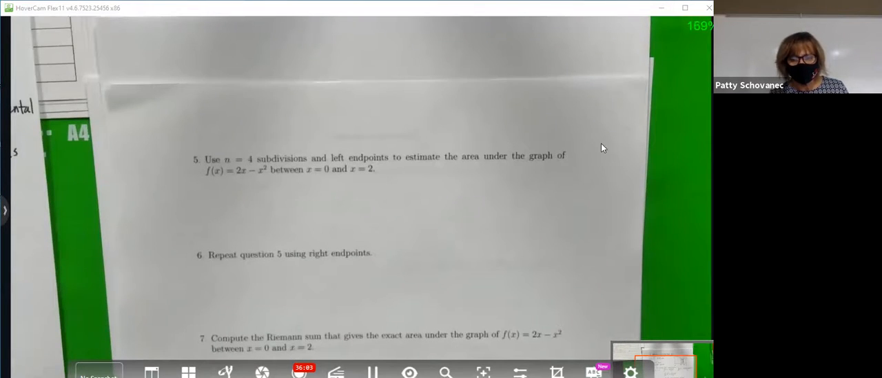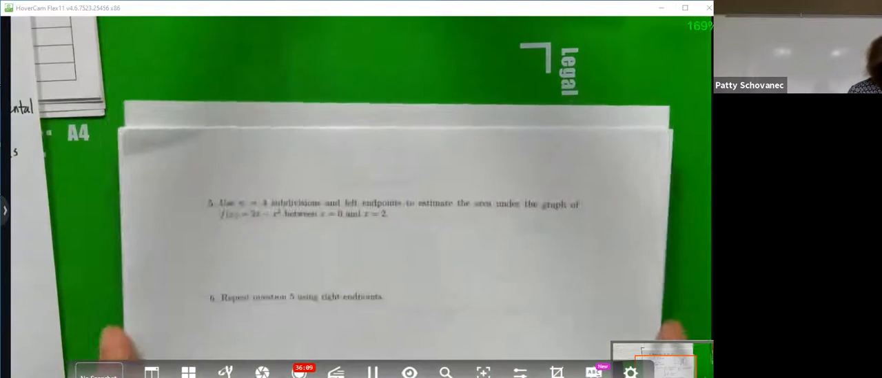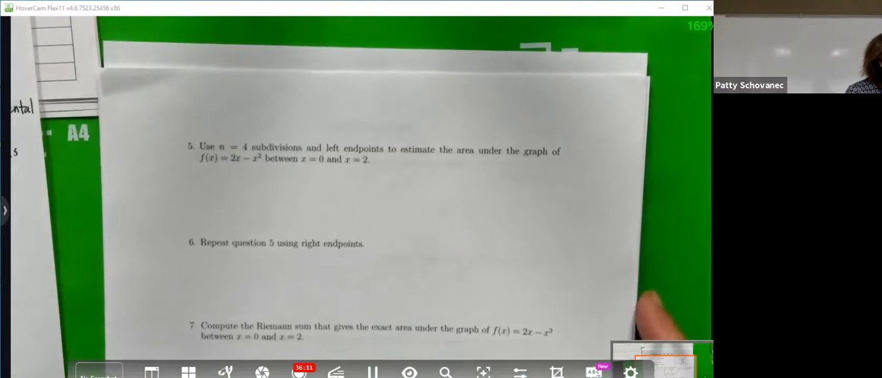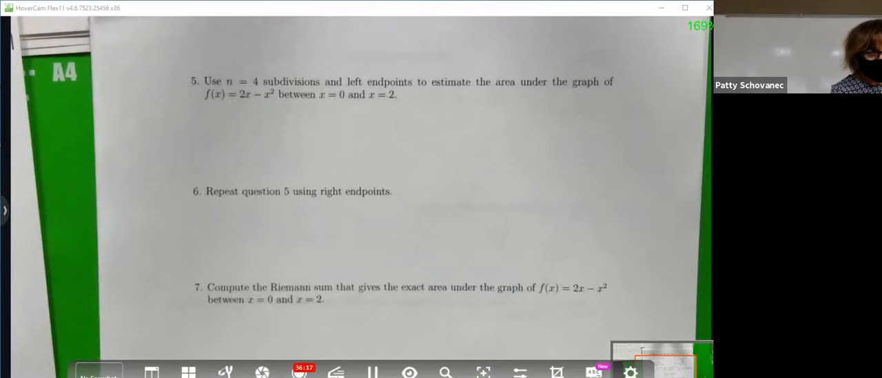Oops, I zoomed it. F of x is 2x minus x squared between x is 0 and x is 2. Where is the vertex of this parabola?